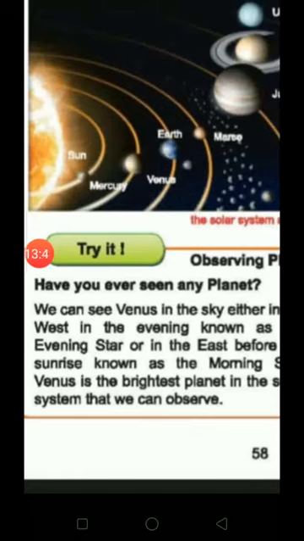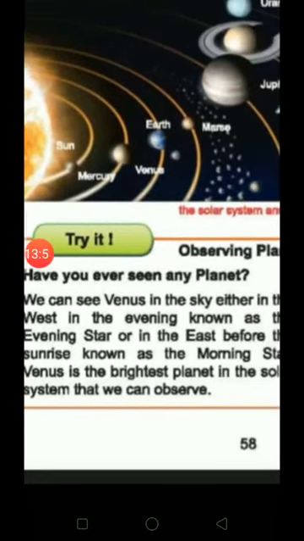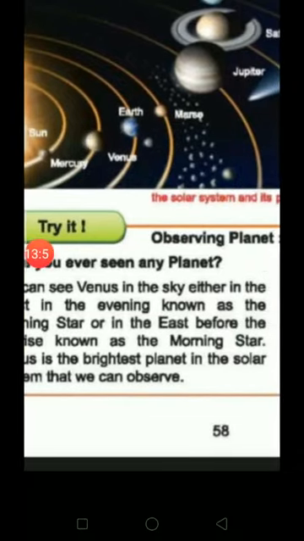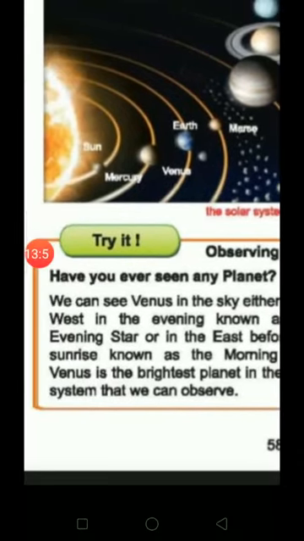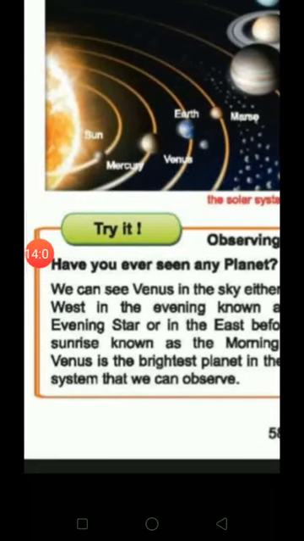If we want, we can see Venus from our Earth in the morning sky. We can see Venus in the sky either in the west in the evening, known as the evening star, or in the east before sunrise, known as the morning star. Venus is the brightest planet in the solar system that we can observe. Both times we can see it. Venus is obviously very bright because it is close to the sun. Understood?